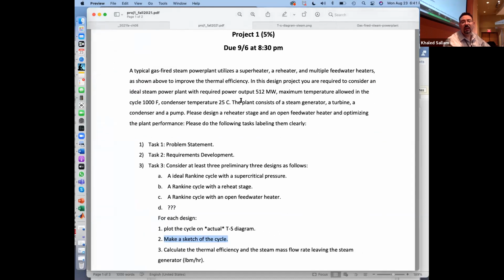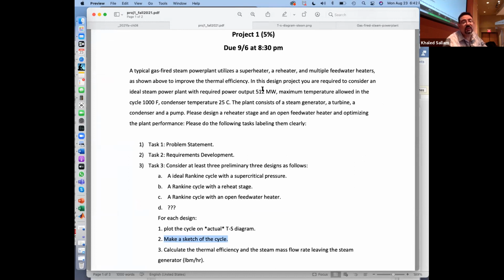All right. In this design project, you are required to consider an ideal steam power plant. So ideal means isentropic expansion, isentropic compression. So the turbine and the pump are both isentropic, same entropy. And it's supposed to generate 512 megawatts.